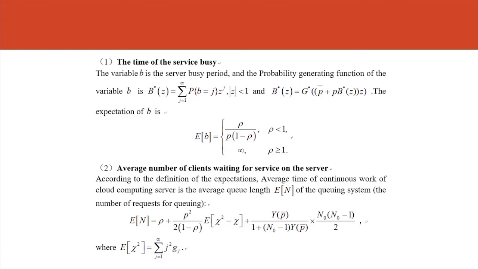The second one is the average number of clients waiting for service on the server. According to the definition of expectation, the average time of continuous work of the cloud computing server is the average queue length AN of the queuing system, such as the number of requests in the queue. Okay, we can get the AN as shown here.